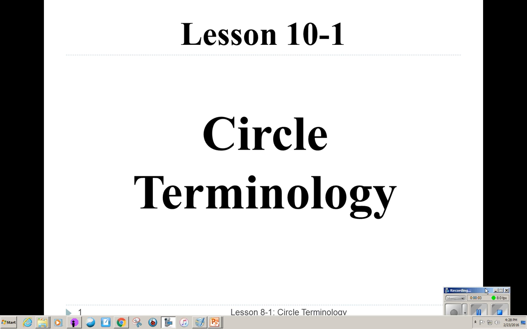This lesson is called circle terminology. We're going to learn about the parts of the circle, how to name them, how to identify them. We'll learn about inscribed and circumscribed polygons, and then we'll learn about different types of arcs, and finally talk about the radius and the diameter and circumference of a circle.